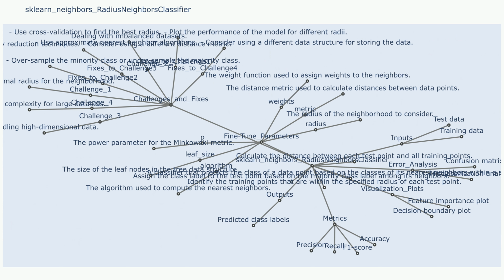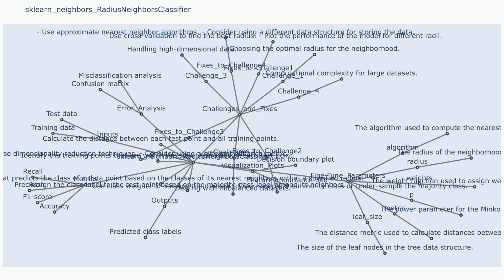Visualization plots. Decision boundary plot visualizes the decision boundary learned by the model. Neighborhood visualization visualizes the neighbors of a specific data point.